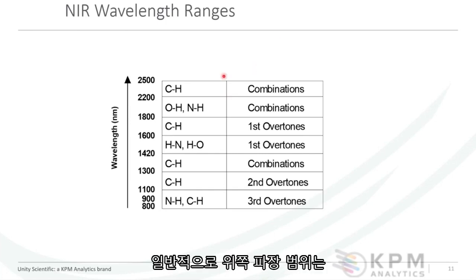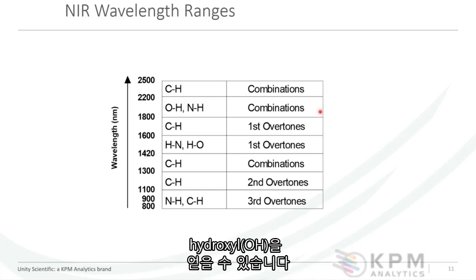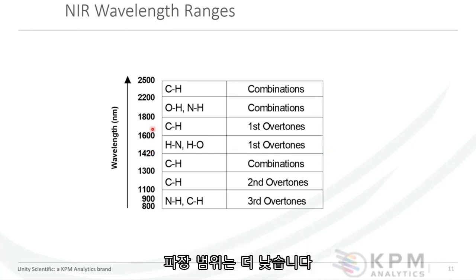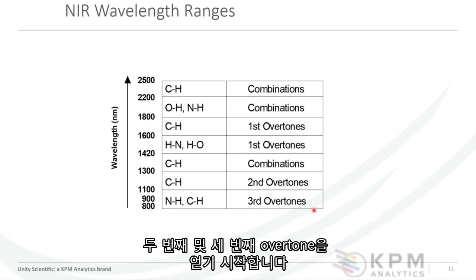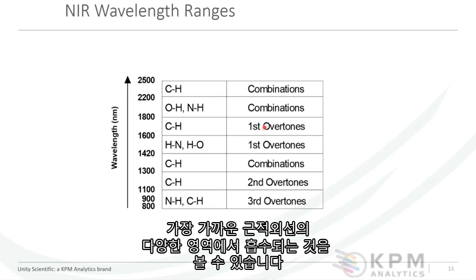But in general, you can say that up around in the upper wavelength ranges in the near-infrared area, we've got CH combination bonds that are absorbing. A little bit further down, we're getting into hydroxyls and amines. We start getting into an overtone region through these wavelength ranges. Further down, we start getting combination bands and second and third overtones. So you can see, for example, even the CH bonds absorb in various areas in the near-infrared spectrum.